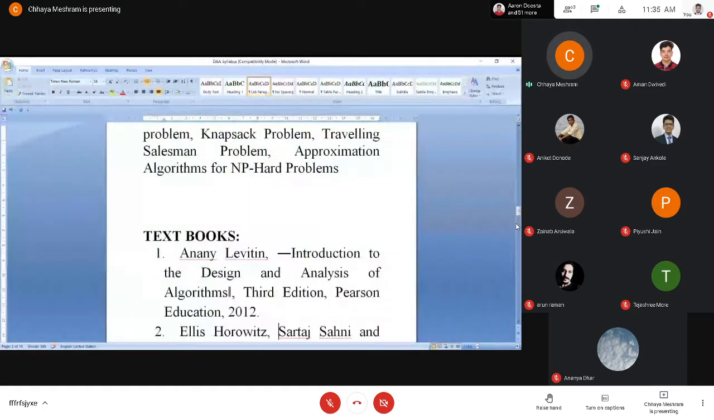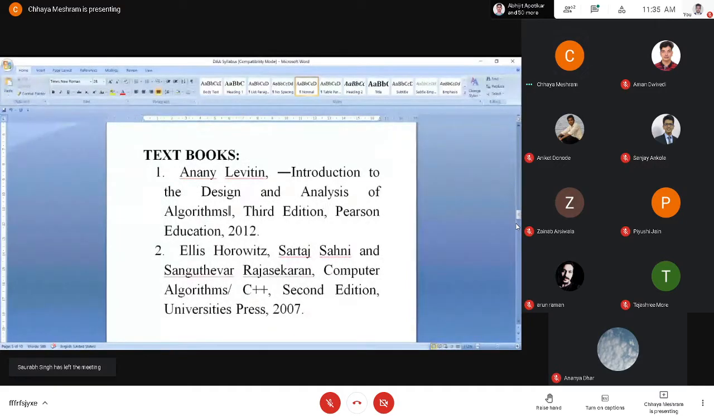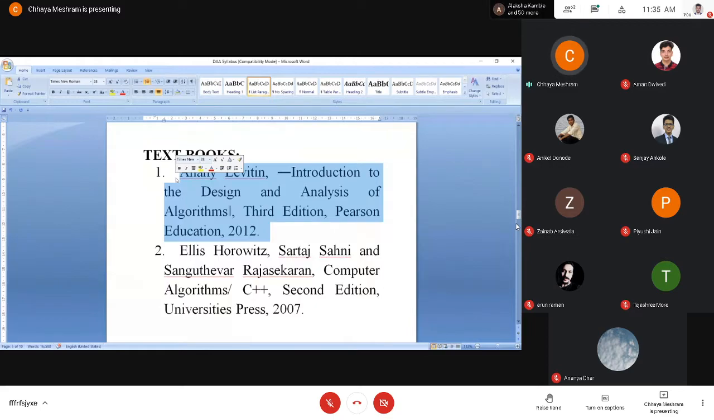Now, these are our textbooks. This is Anany Levitin, Introduction to the Design and Analysis of Algorithms, third edition, Pearson Education, 2012. You can easily download the PDF of this book. If you search on Google, you will get the PDF of this book.